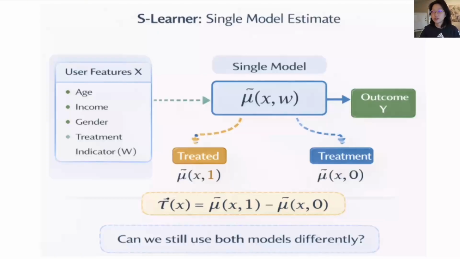So far so good. The only thing here is that you use the treatment indicator as a feature. So when you are training the model, this treatment feature might be ignored, causing the model to actually not learn the delta, the uplift.